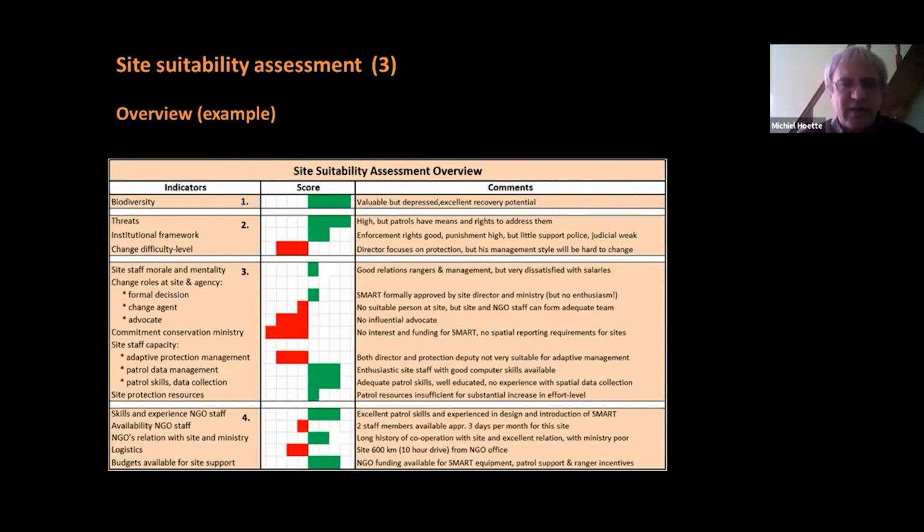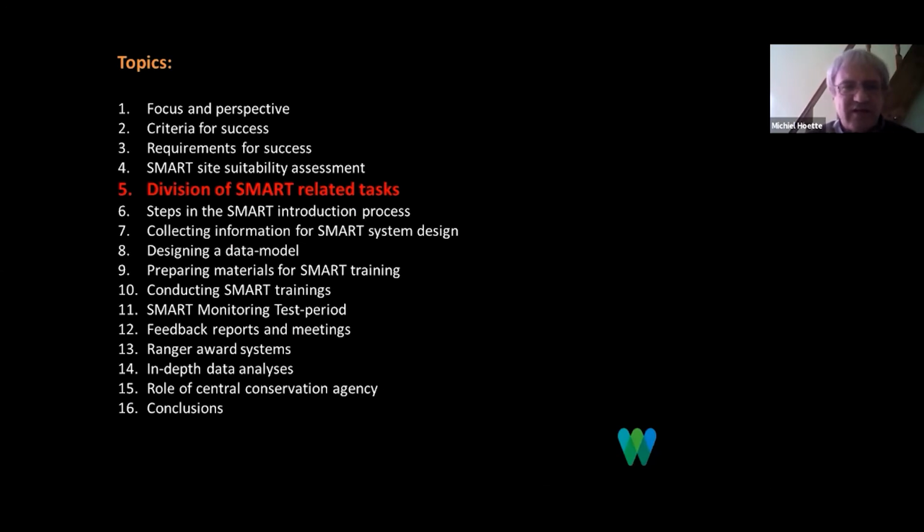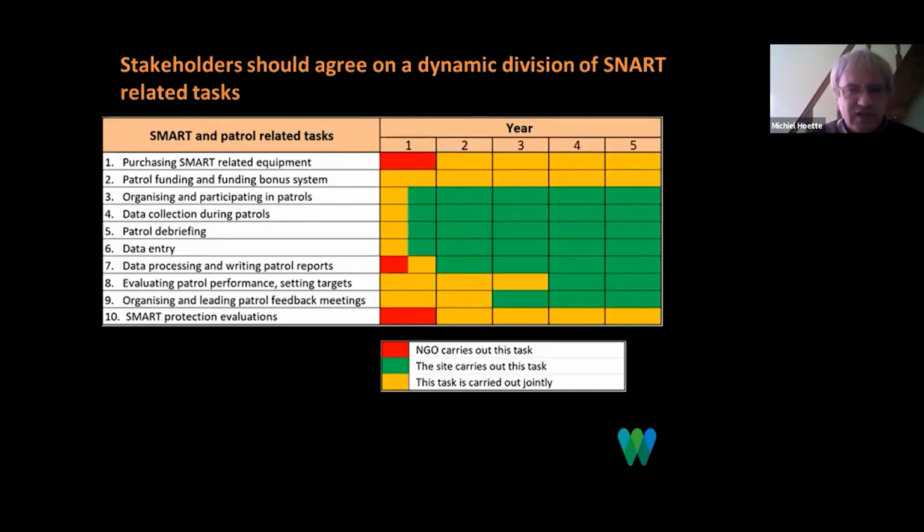So the next topic, the vision of SMART tasks. I think that's also a useful thing, and I would advise you to do something similar to this. You just make a list of all the things that need to be done, and then you make a list of the stakeholders, the organizations that are involved. For instance, here, this is an example where an NGO was asked to assist with introducing SMART. And the question was raised by the director of the site, and there are no other stakeholders involved.